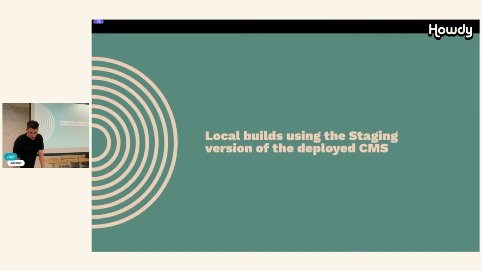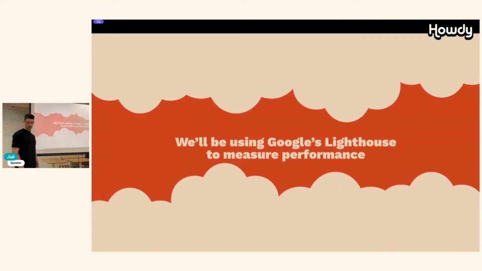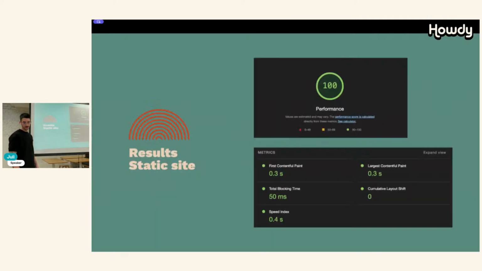Okay. So obviously, as I said, these are local builds. We're using the staged version of our CMS to feed all the content into a website. To measure performance, we're going to be using Google Lighthouse. This is built into Chrome's DevTools. You can also install an extension on Chrome.